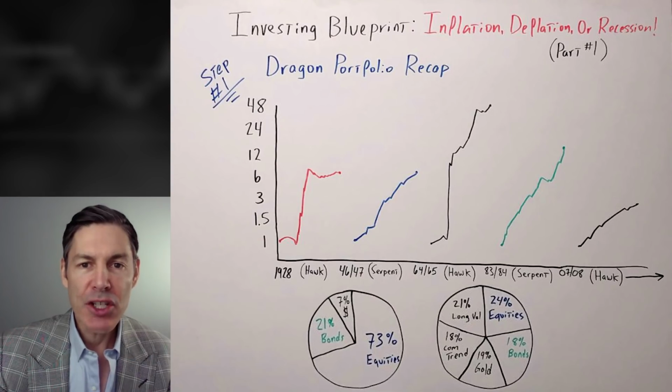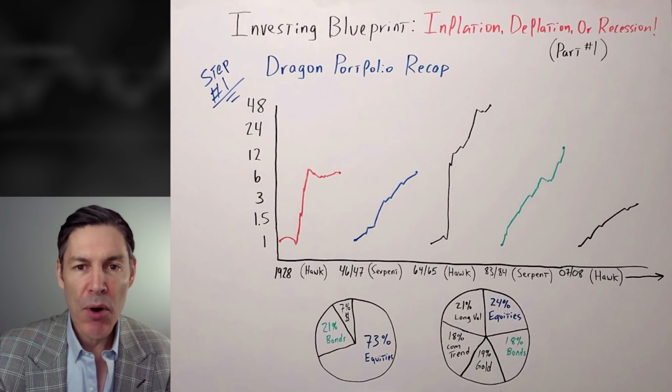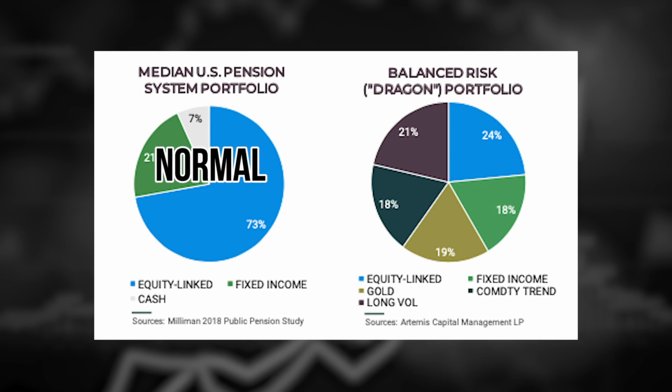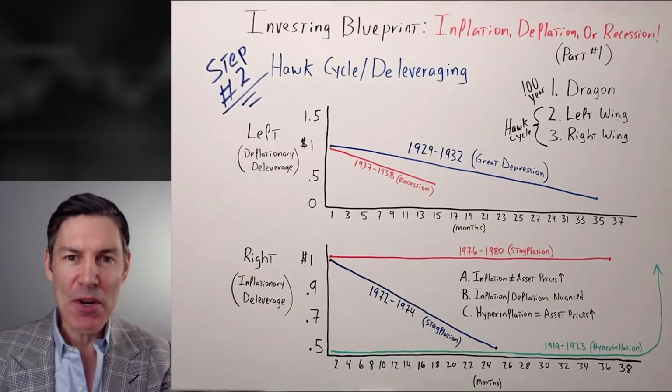And looking at the pie charts, you can see how the Dragon portfolio is extremely unique. On the left-hand side, a normal portfolio: 73% equities, 21% bonds, 7% cash. But then we go over to Chris Cole's portfolio: 24% equities, 18% bonds, 19% gold, 18% commodities trend following. This is where it gets interesting. And 21% long volatility.